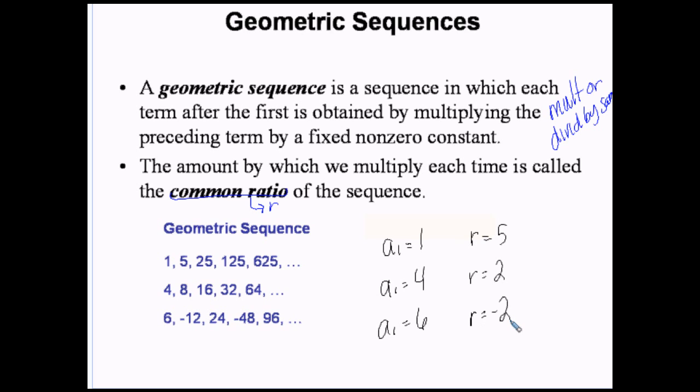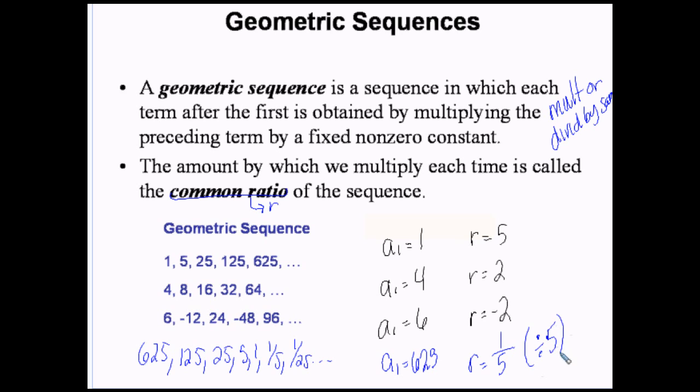If we go the other direction, let's say we started at 625, I'd be dividing by 5 every time. My ratio is going to be 1/5 because that indicates I'm dividing by 5. But we write it as a fraction because we want to write it as a ratio. So whatever number you divide by, put a 1 on top of it. So we can keep getting bigger and bigger because we're multiplying, or we can get smaller and smaller because we're dividing.